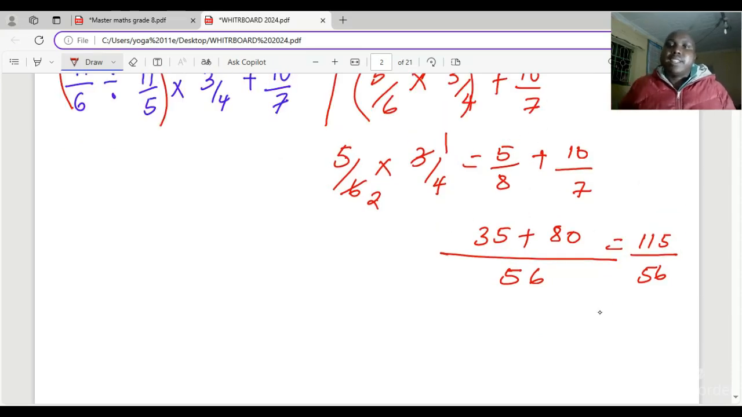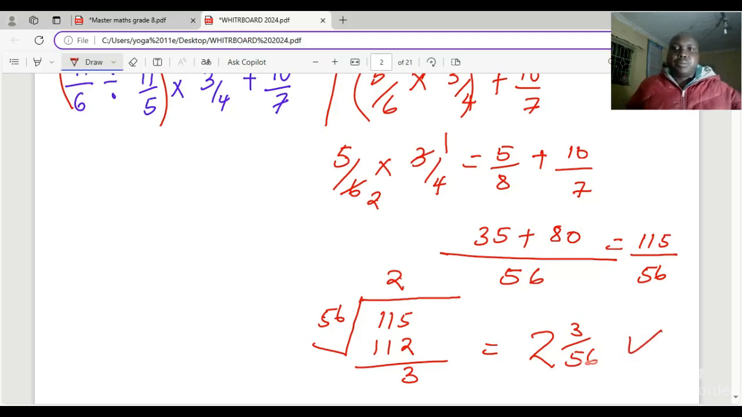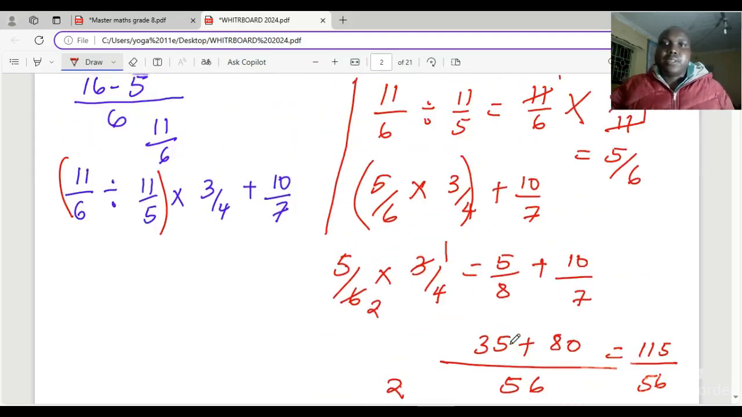So you cannot leave the answer as 115 over 56 because it is improper, so you rewrite it. You can divide it using the long method. 115 divided by 56. Take 2, which is 112. 112 plus 1, 113, this is 3 remaining. Therefore, the correct answer is 2, 3 over 56. That is the final answer.